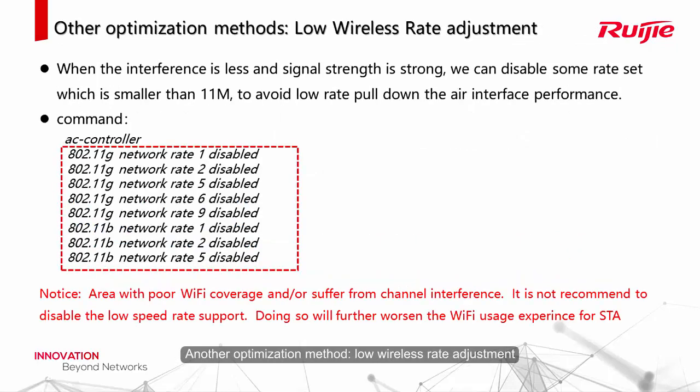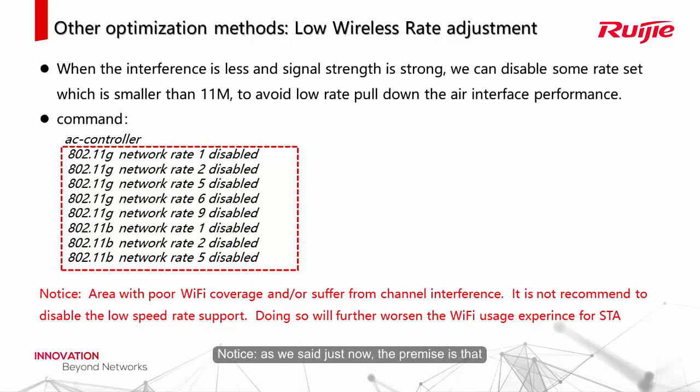Another optimization method, low wireless rate adjustment. As we know, in the real environment, some terminals are in the high rate set, some terminals are in the low rate set. So when the interference is small and the signal strength is strong, we recommend disabling the wireless low rate set, to avoid the low rate set pulling down the air interface performance. And the commands for disabling the low rate set are shown in the slide.